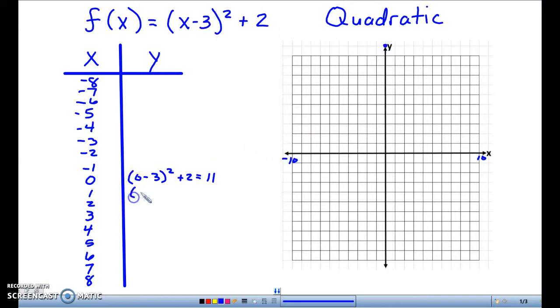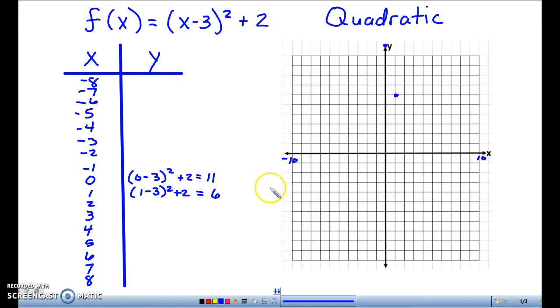Let's keep going. 1 minus 3 squared plus 2. 1 minus 3 is -2. -2 times -2 is +4. +4 plus 2 is 6. If anybody makes mistakes, it's squaring a negative number. When you take a negative number and multiply it by itself, it's always positive. So now we have the ordered pair 1, 6. So 1, 1, 2, 3, 4, 5, 6.